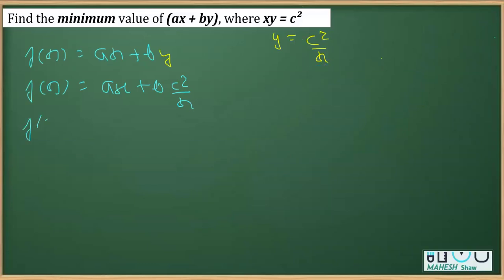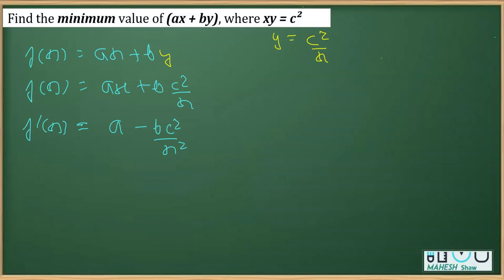Now for increasing or decreasing, we just have to first find its derivative. If I find its derivative, the derivative of ax is a, plus bc square, and 1 by x differentiation is minus 1 by x square. So this is going to be minus bc square over x square.